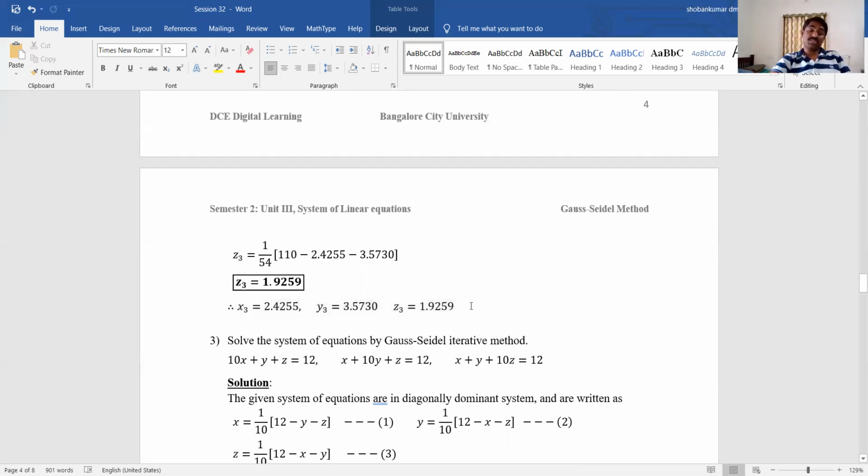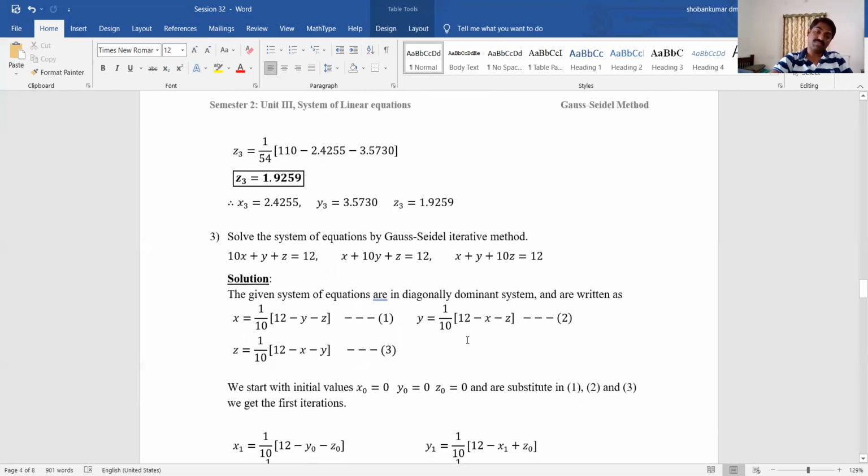Therefore, the solution of the given equations is x is equal to 2.425, y is equal to 3.573, and z is equal to 1.9259, which can be rounded up. This is the required solution.